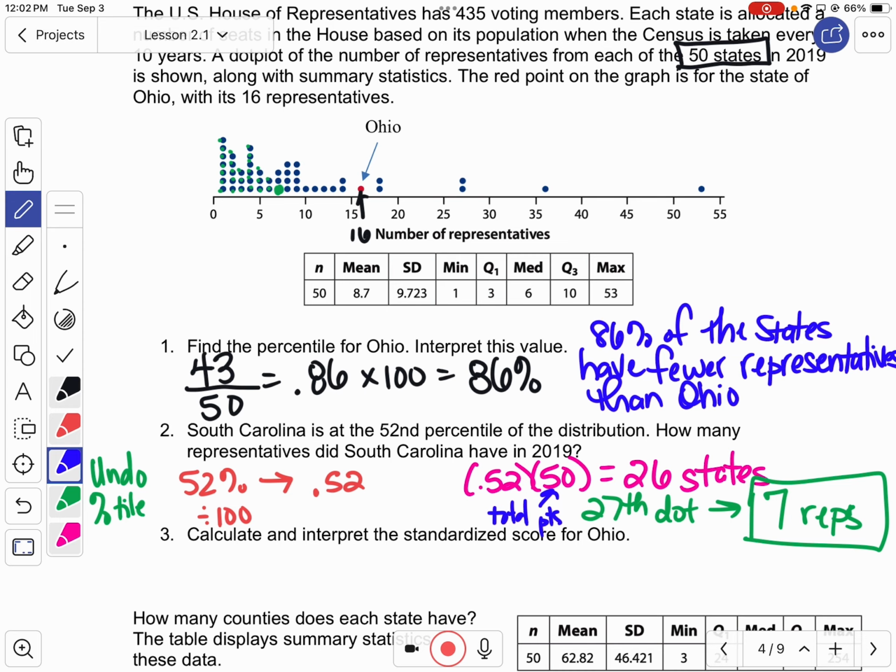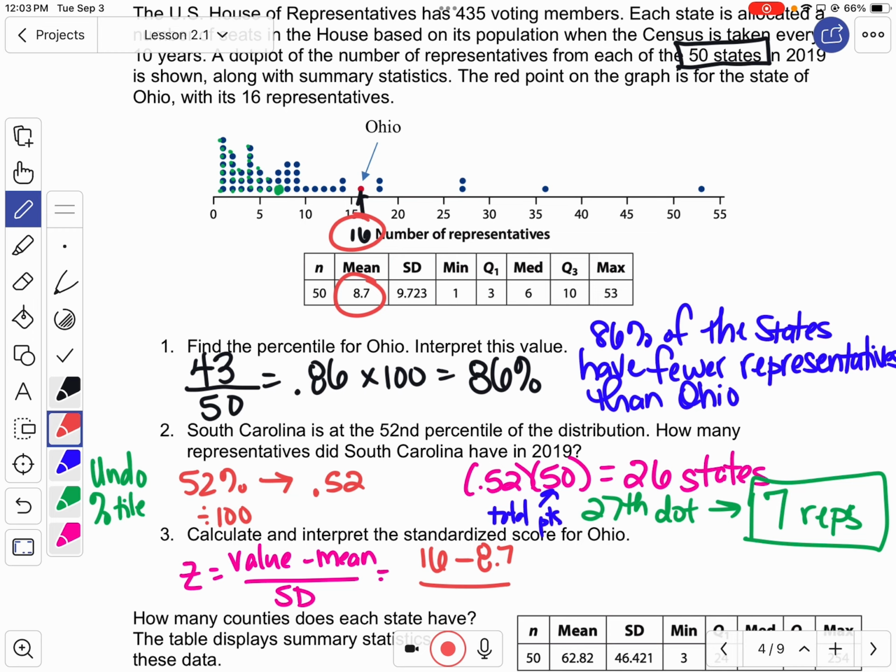Okay, and then let's do number 3 before we go to lunch. The last thing it says for me to do is to calculate and interpret the standardized score for Ohio. So let's just talk about that. We're looking for a z-score. So we want the value for Ohio minus the mean of the whole data set divided by the standard deviation. So what was the value for Ohio? 16. Minus what was the mean for the whole data set? 8.7. It was right there in my summary. And divided by my standard deviation, which was what?